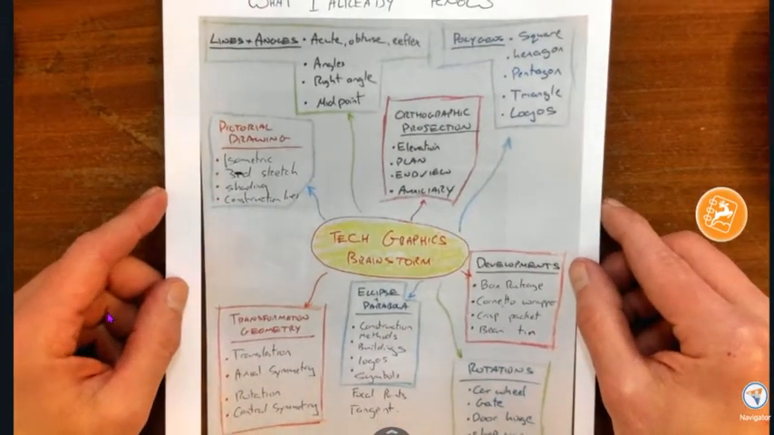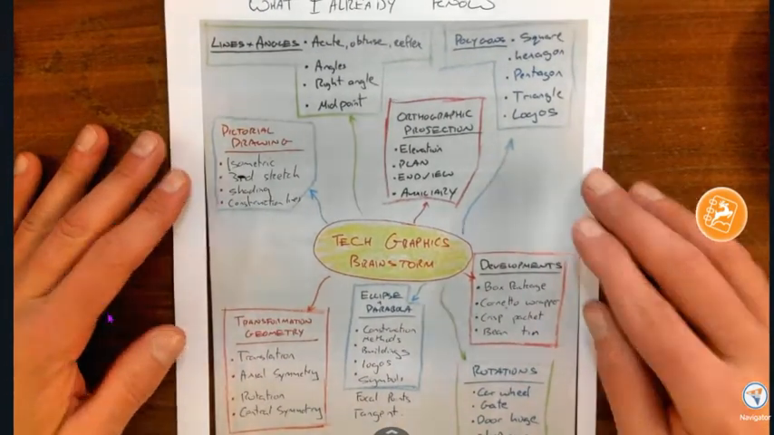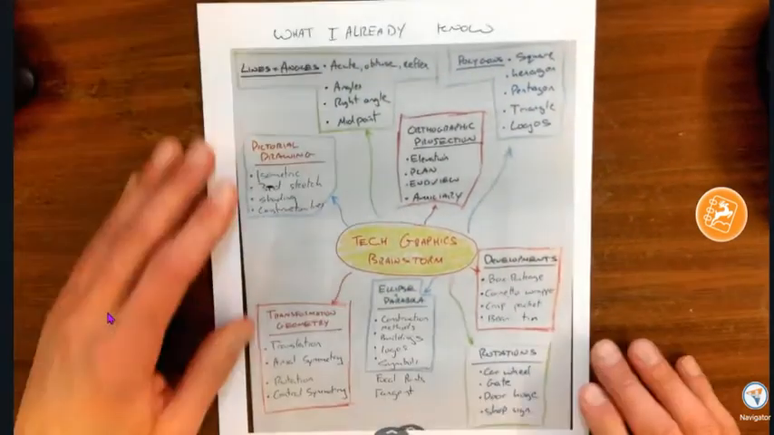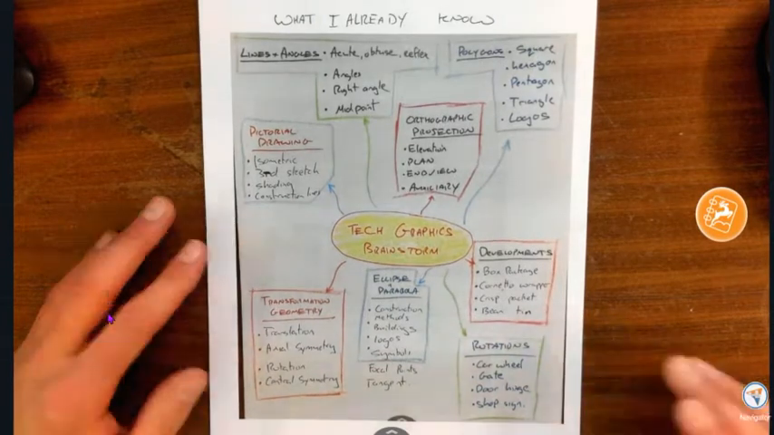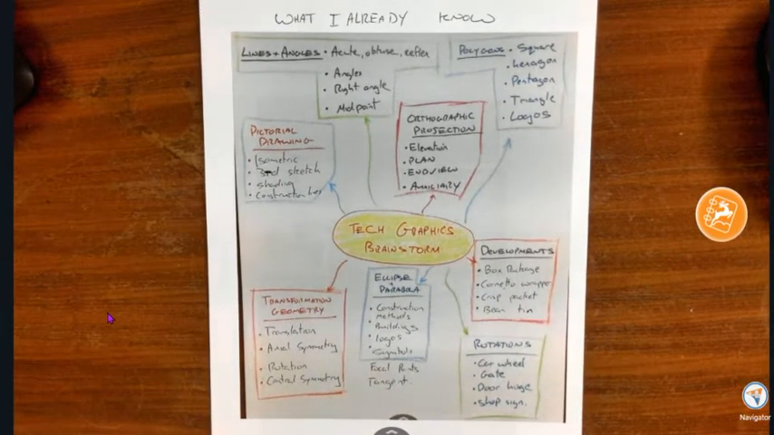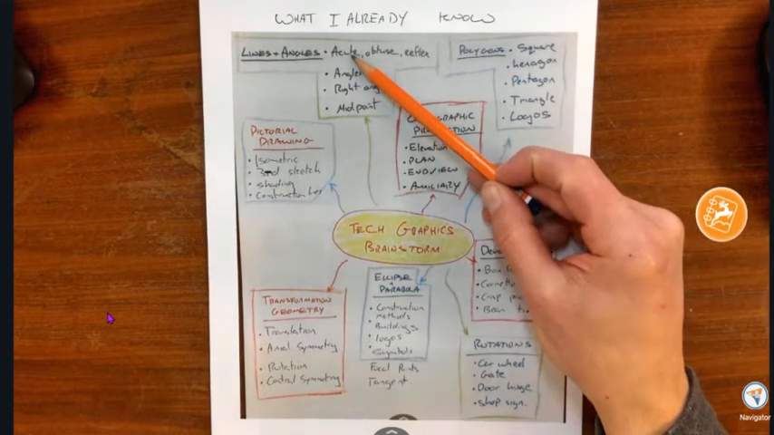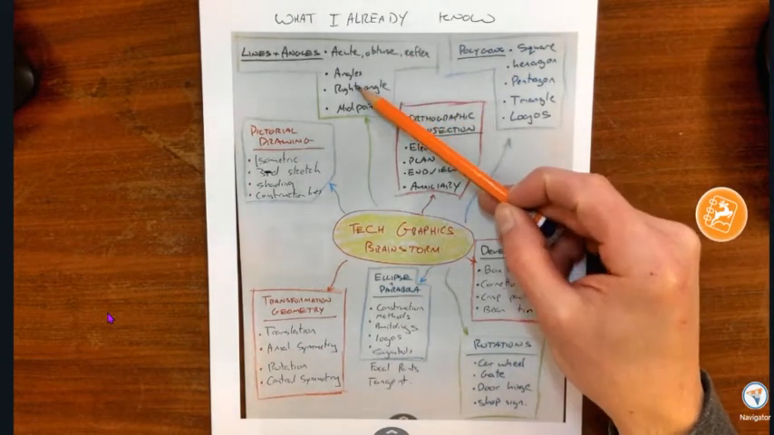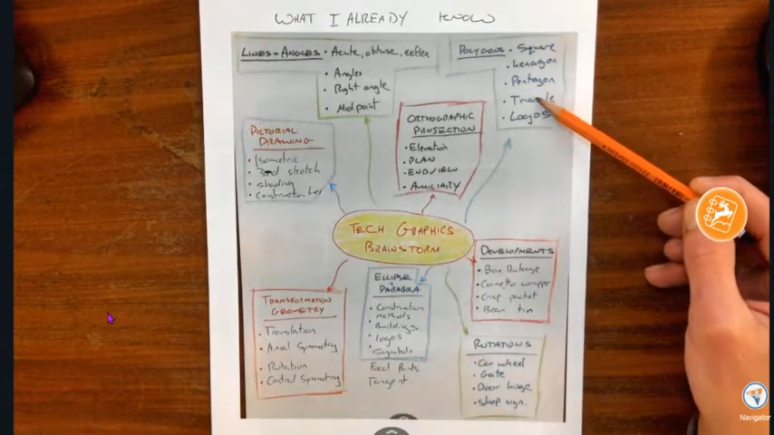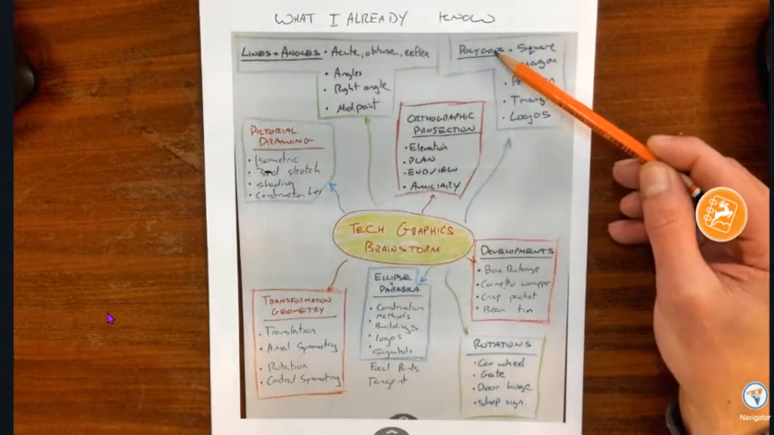The first step we said was where we made a brainstorm page of all of the information I've learned about graphics so far. So this is what I already know. You should all have one of these done by now. So what I already know, I've gone through, for example, what I know about lines and angles. I know acute angles, obtuse, reflex angles, so on. I've learned about squares, hexagons, pentagons, triangles, and logos, all being examples of polygons.